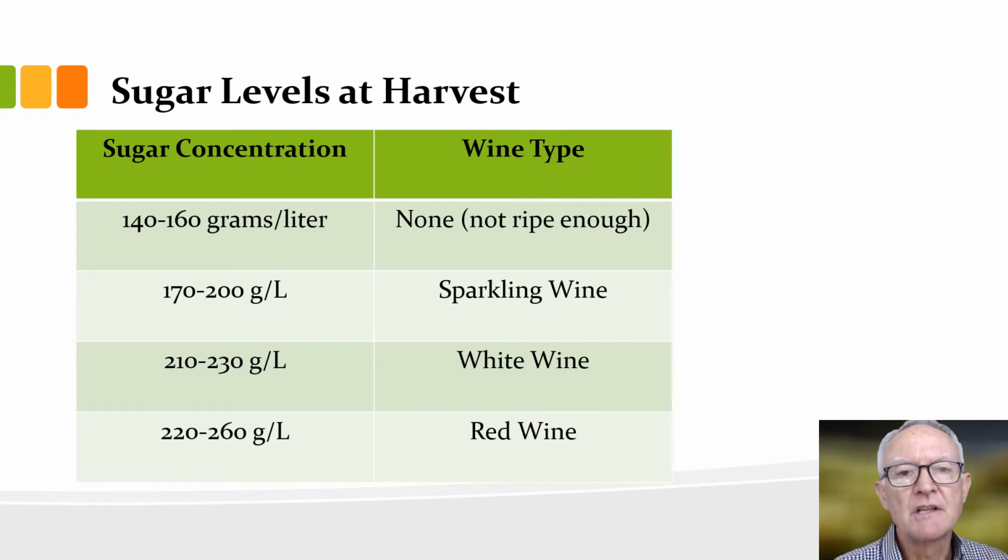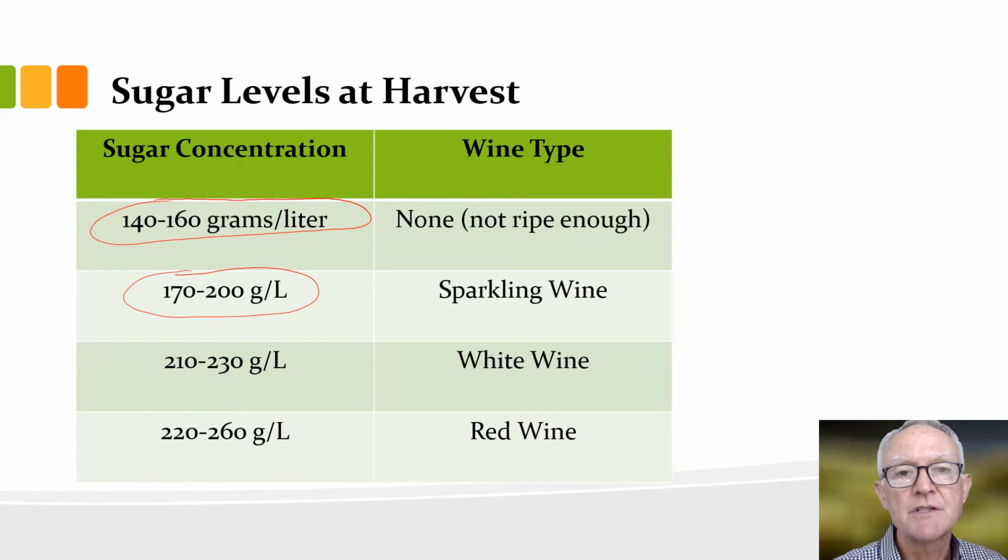This chart tells a little bit about the relative levels of sugars. Each of them is a range because winemakers make a decision based not just on sugar, but also on acid and also on flavor. We'll talk more about those. So you see that if we're down around 140 to 160 grams per liter, that's not quite ripe enough to make a decent wine. But when you get up to about 170 to 200 grams per liter, that's great for sparkling wine. So champagne, we pick grapes early. We like high acid and simple flavors. That's beyond the scope of this class, but I'd be happy to talk about it if you'd like.